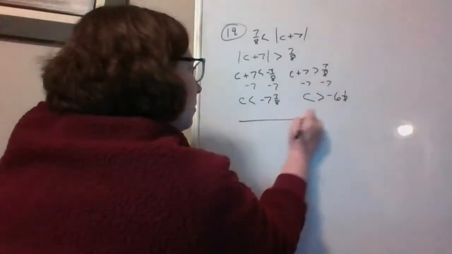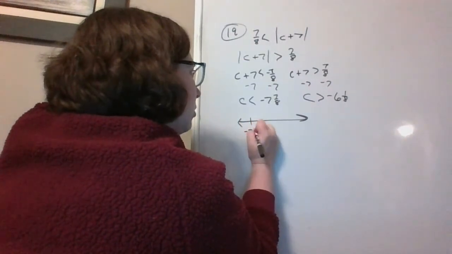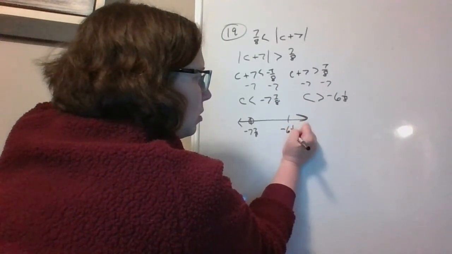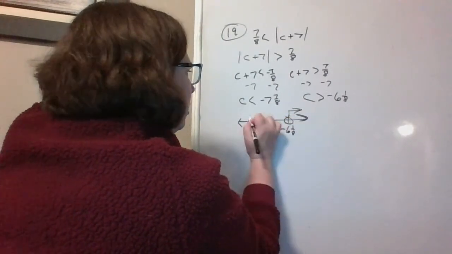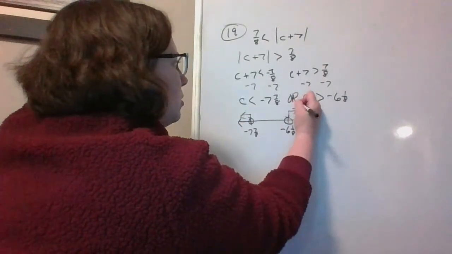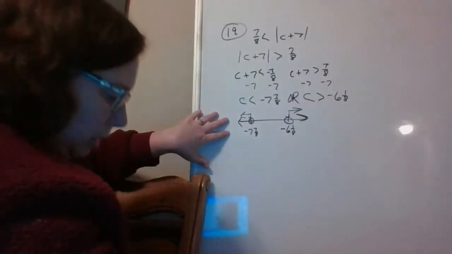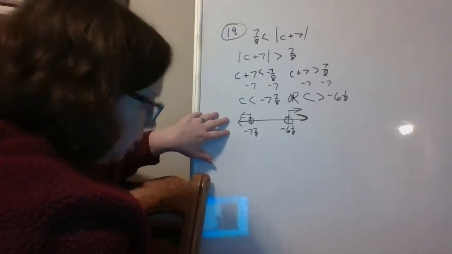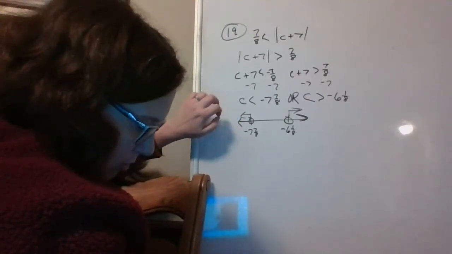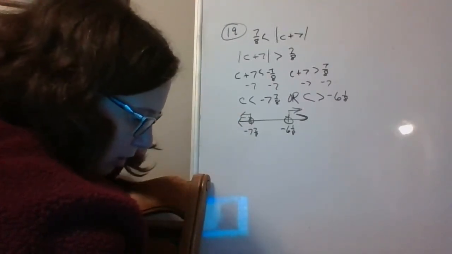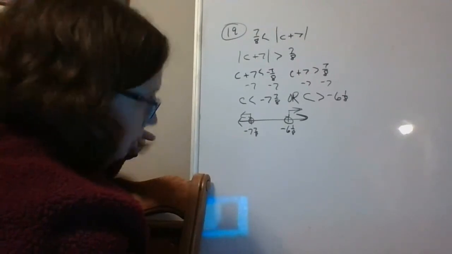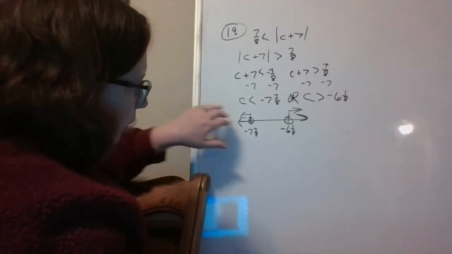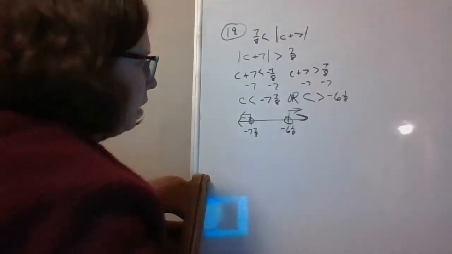And then we can graph open circles. And our arrows are going to go out because this is an OR. So we have C is less than negative 7 and 7/8, or C is greater than negative 6 and 1/8. And when I do my checks, I want 1 to be over here, 1 to be in the middle, and 1 to be on the right.